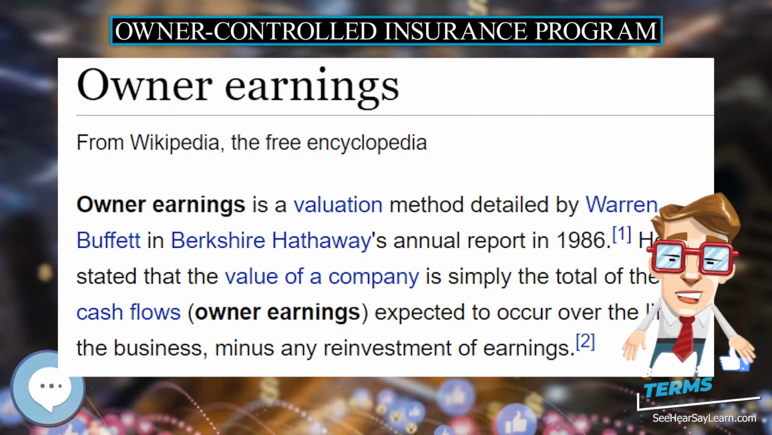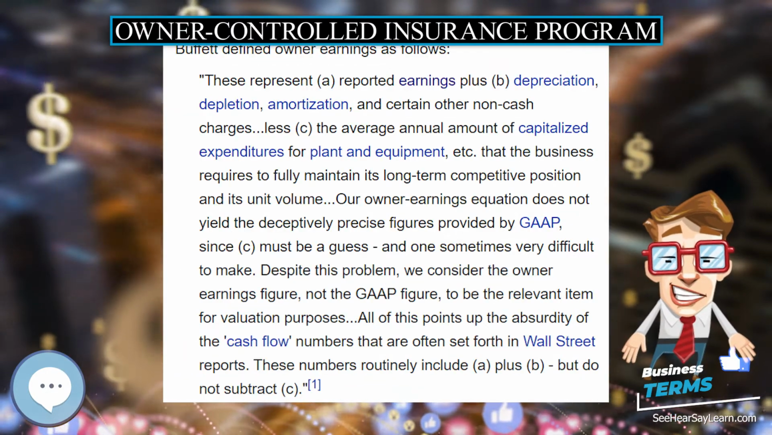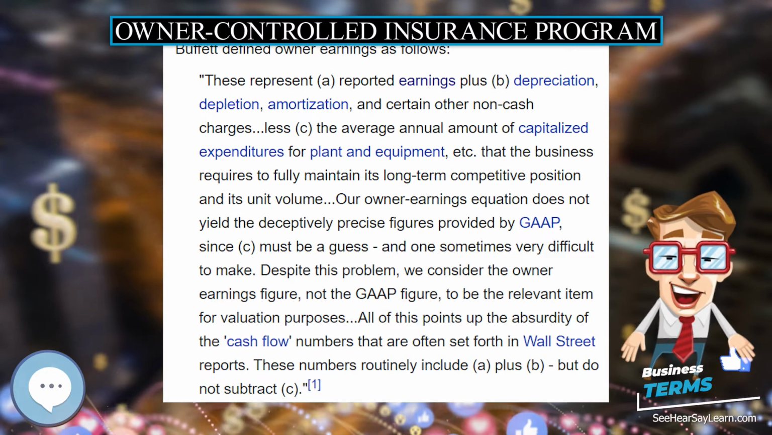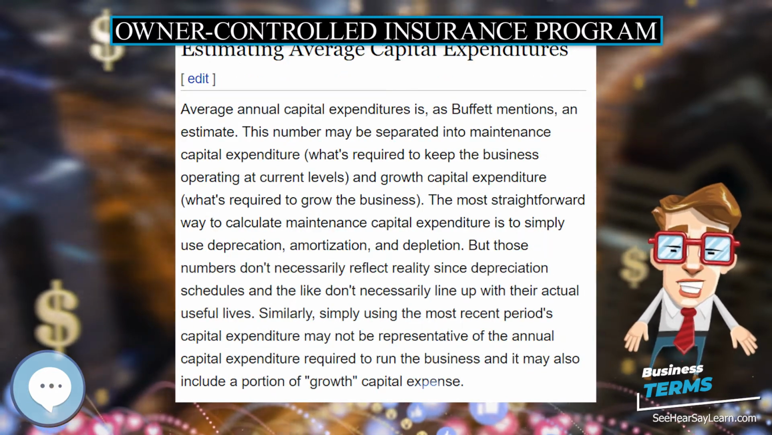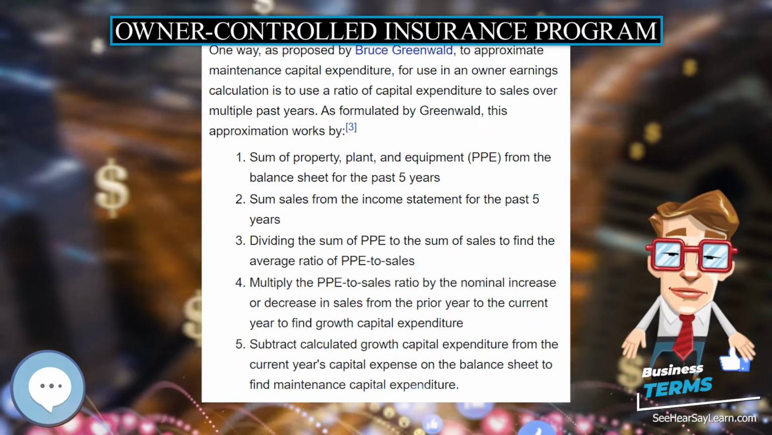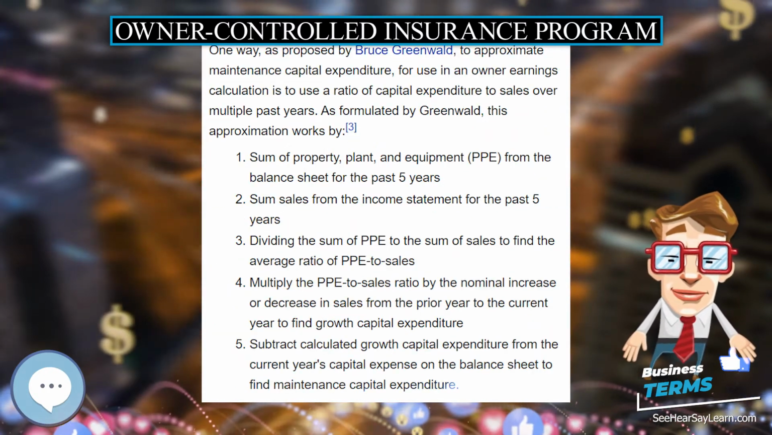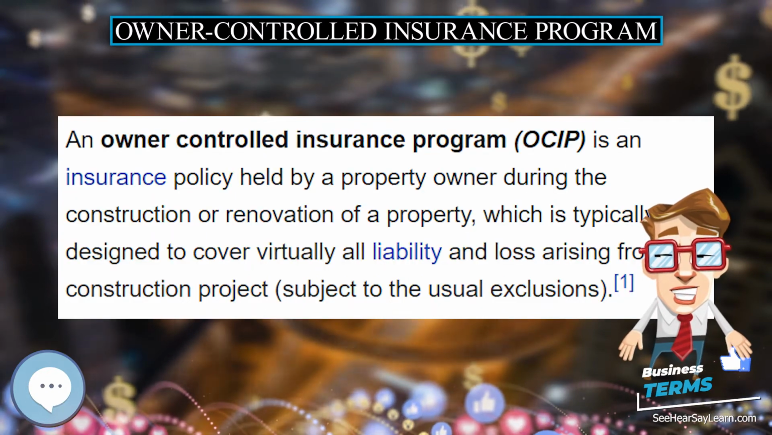Owner-Controlled Insurance Program. An Owner-Controlled Insurance Program, OCIP, is an insurance policy held by a property owner during the construction or renovation of a property, which is typically designed to cover virtually all liability and loss arising from the construction project, subject to the usual exclusions.